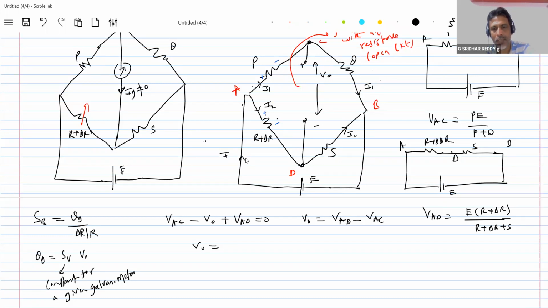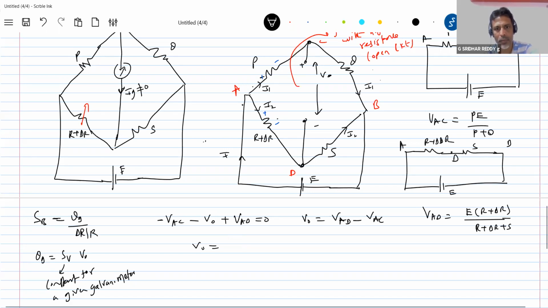VAC minus V naught. So it should be like this, no? I'm moving from positive to negative, so minus VAC, positive to negative is a drop. Minus V naught, negative to positive. So plus VAD equal to 0. So V naught equals VAD minus VAC. What is VAD? We'll substitute the value.